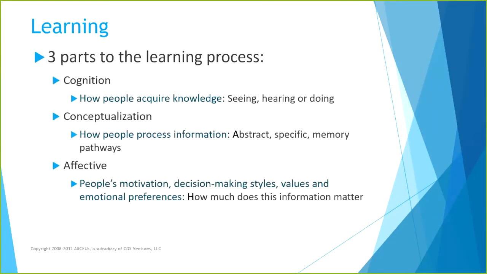There's 3 parts to the learning process. Cognition, how people get the knowledge in their mind, seeing, hearing, or doing. And generally, it's a combination of two or all 3, but there's one that's prominent. If you have a choice to learn a skill or a tool or something, how would you do it? And your knee-jerk reaction is going to be what your primary learning style is.